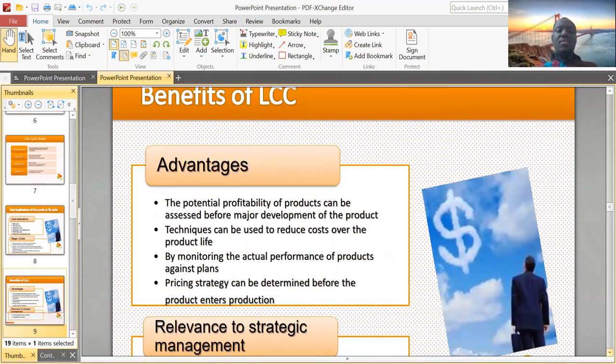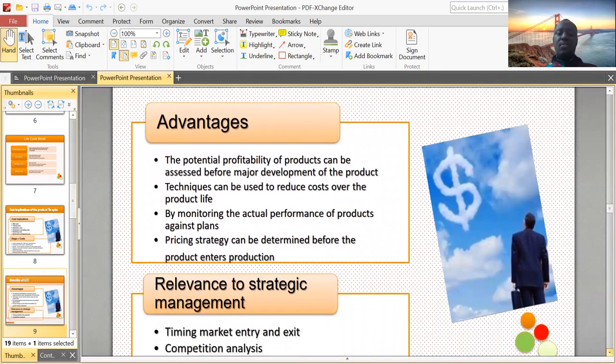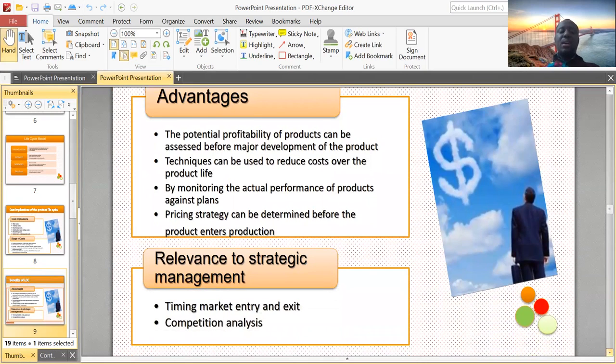So what are some of the benefits of this life cycle model? What are some of the advantages? The first thing you can think about here is that you can assess the potential profitability of products. So this model helps you to go through the life cycle of a product, and it helps you to understand, okay, what are the potential profits I could be making from this product.